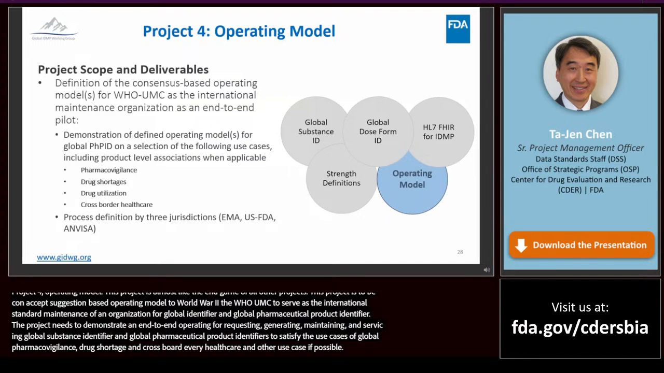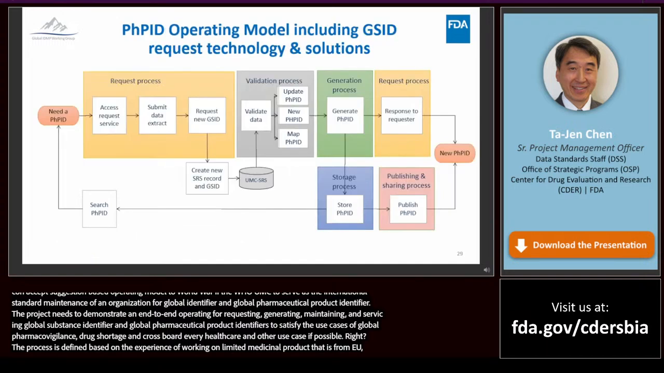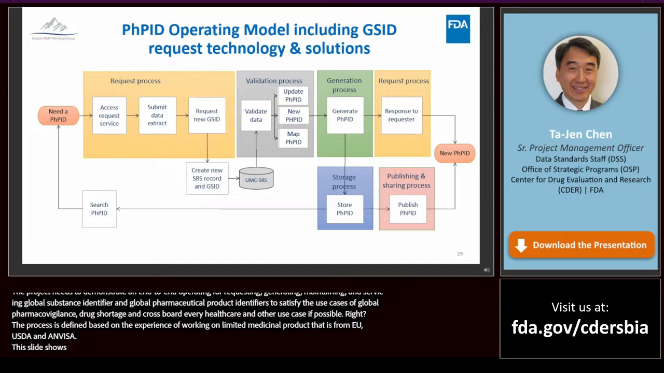The process is defined based on the experience of working on the limited medicinal product data set from EU, US FDA, and Anvisa. So this slide shows the operating model, each rectangle corresponding to an activity in the framework, and it is created based on the best practice for maintenance process.